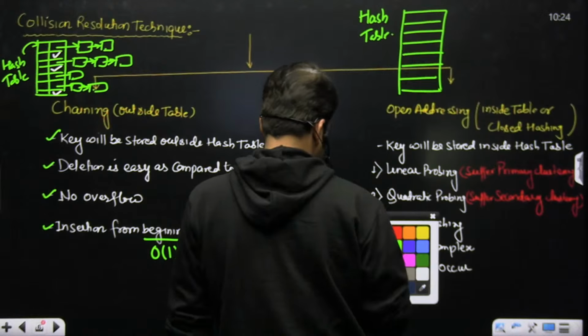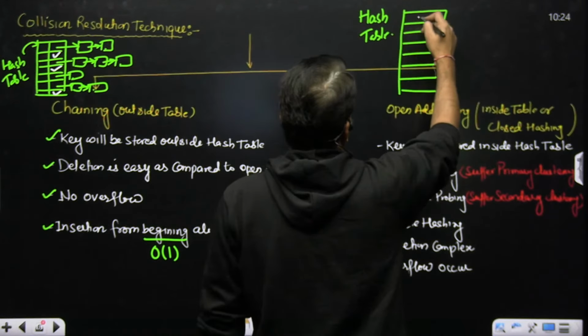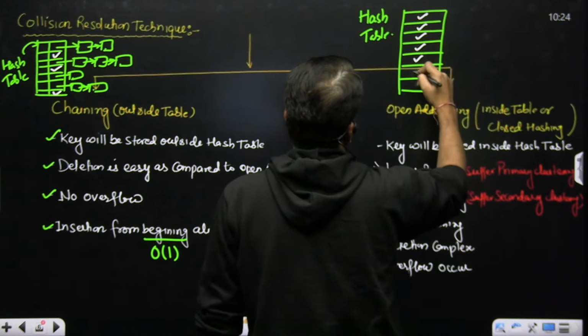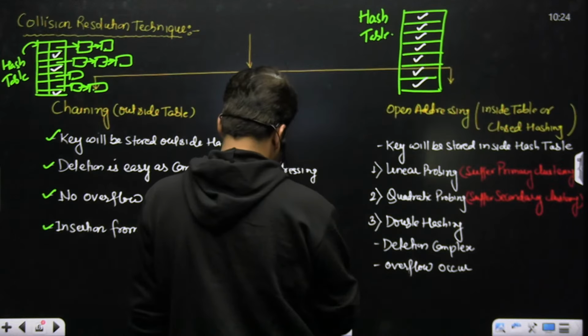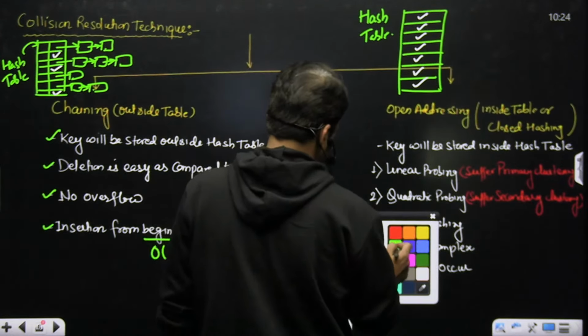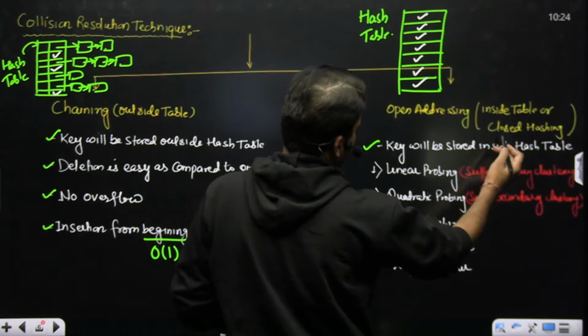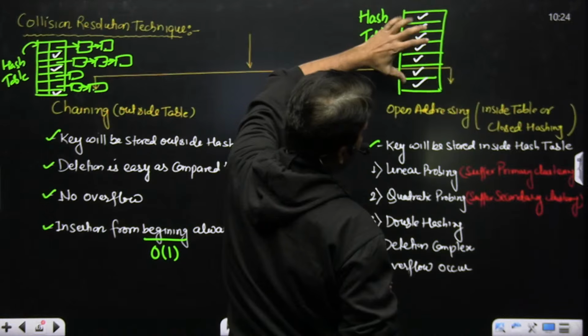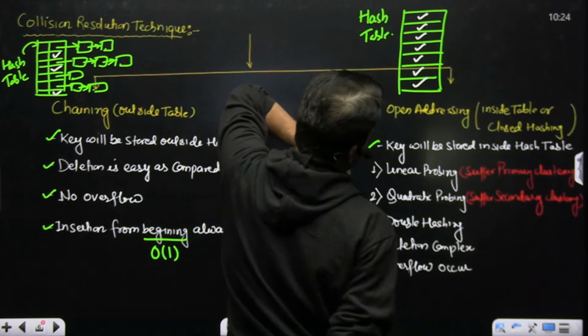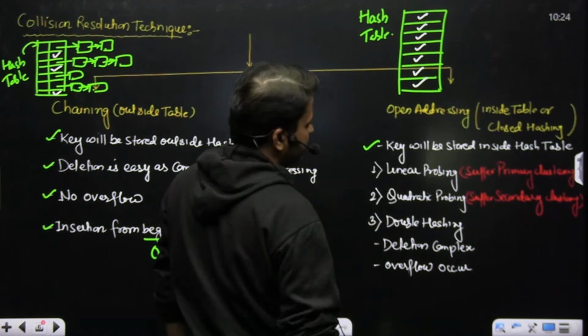Inside the hash table. All data inside the hash table, right? So here key will be stored. This is also known as closed hashing because all data is stored inside the table. So that's why this is also known as closed hashing. Key will be stored inside the hash table, student.